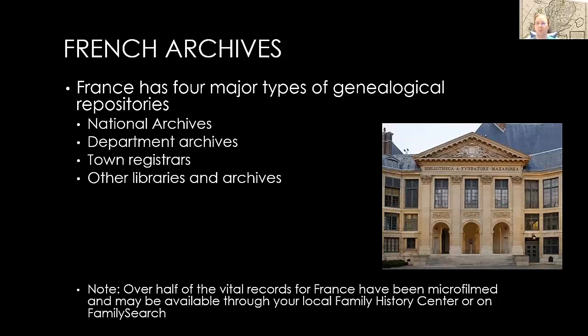One thing you have to remember is that over half of the vital records in France have been microfilmed and may be available through FamilySearch and in the family history centers. So you want to start in FamilySearch first and see if the records are there. In some cases, the images might be there and not indexed, or the indexes might be there and the images aren't, or the images may be restricted. You have to look in a family history center. But if the images are not available on FamilySearch, you can find the archive in the French archives that may have those images, and you might be able to find them online utilizing those archives.